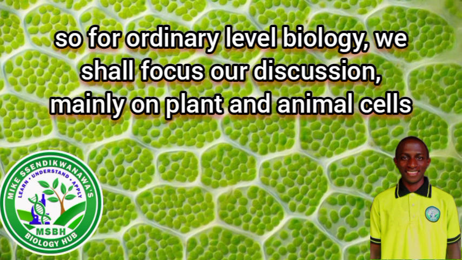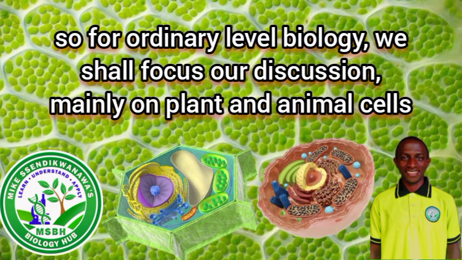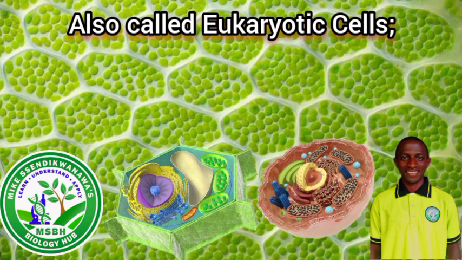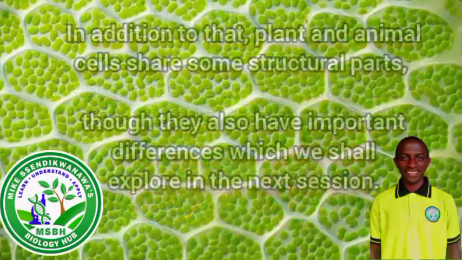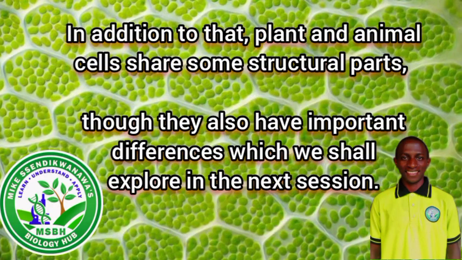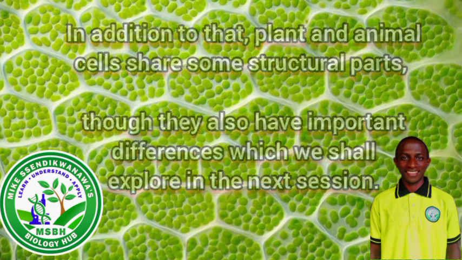So for ordinary level biology, we shall focus our discussion mainly on plant and animal cells, also called eukaryotic cells, because they have a true nucleus and membrane-bound organelles, and they are more complex than bacterial cells. In addition to that, plant and animal cells share some structural parts, though they also have important differences, which we shall explore in the next session.